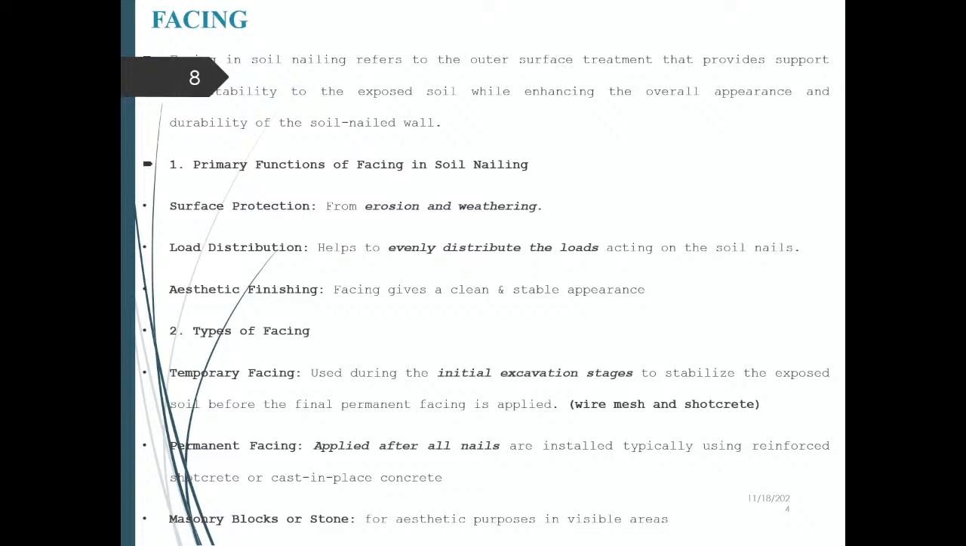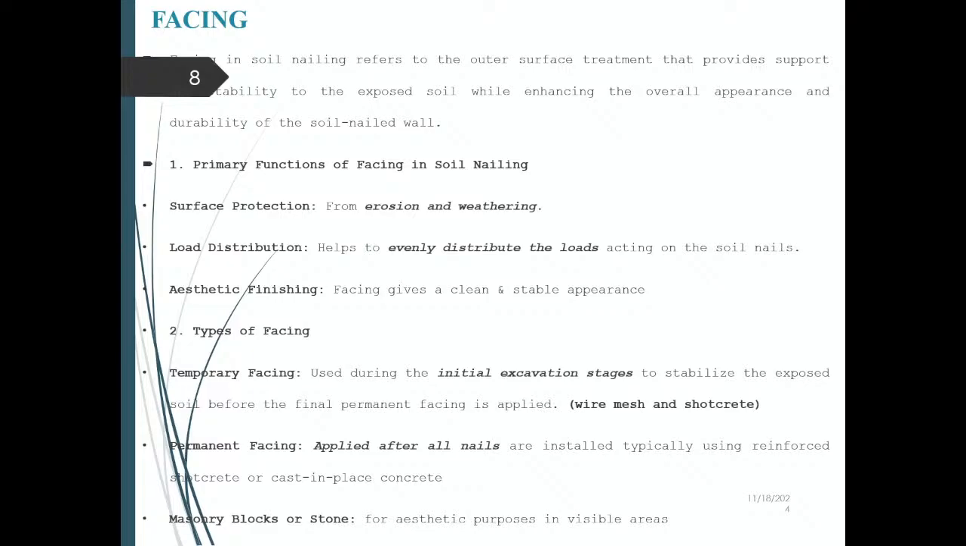First is temporary facing. As the name indicates, temporary facing is the initial facing. We used to apply it using wood, leather, PVC, and some kind of biodegradable material like bamboo sticks. And in the construction of steel, we use wire mesh sometimes.